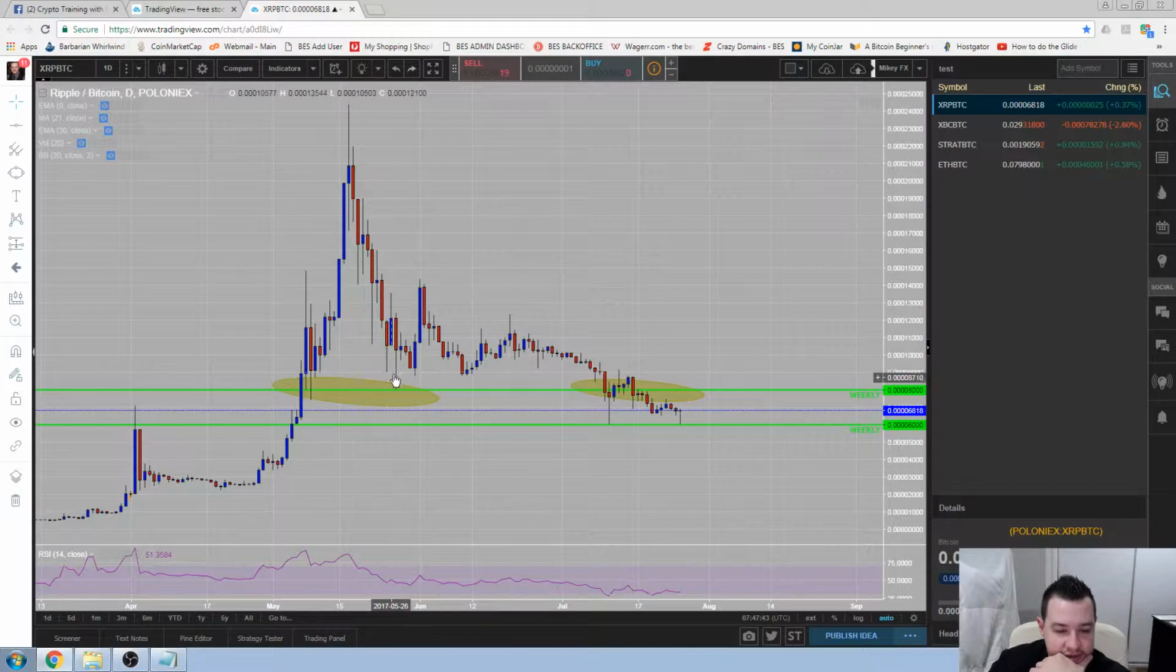Okay, so this little pattern here is what's called a double bottom. Now this point here is a double bottom. Obviously, technically this is a head and shoulder pattern, inverse head and shoulder pattern, because you've got the head here and the necklines here, but I'll go into that in the next video.